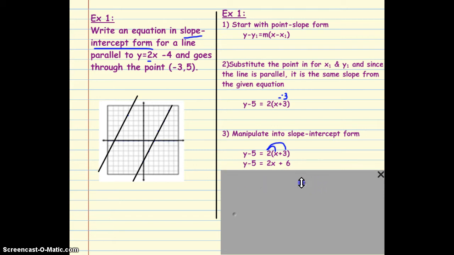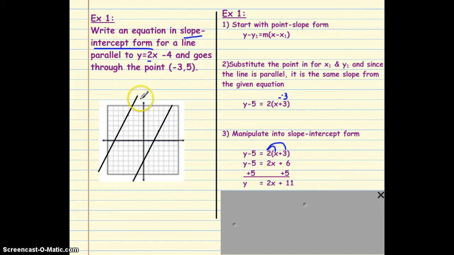To get the y by itself on our left-hand side, we need to add 5. And of course we need to do that to both sides. So now we are left with y equals 2x plus 11. And that is the equation for this line.